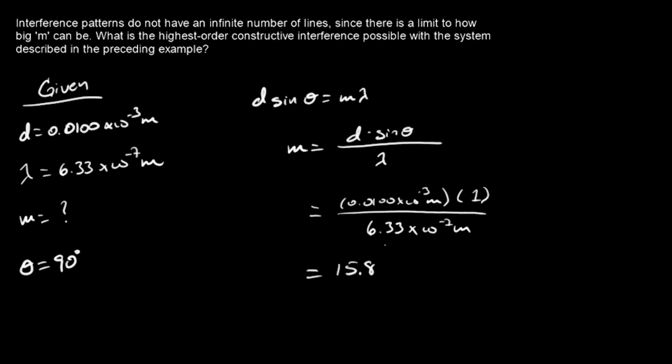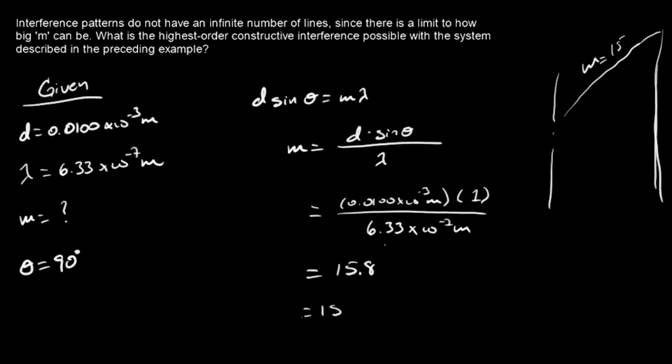What that means is that in our situation, the furthest bright spot is going to be at M equals 15, not 15.8 and not 16. We always have to round down here because 16 would be too big. It'd be off of our scale. That wouldn't be possible, because once we go above 90 degrees, it's going to start coming back again. So we get 15.8, but we have to round down to 15.